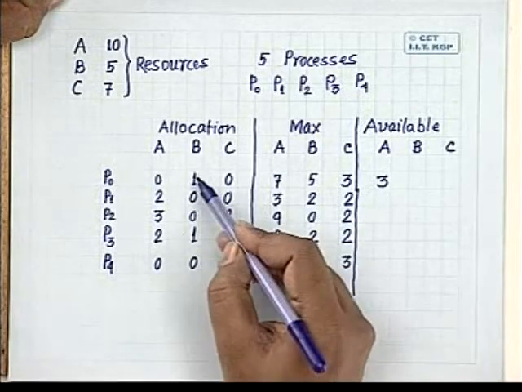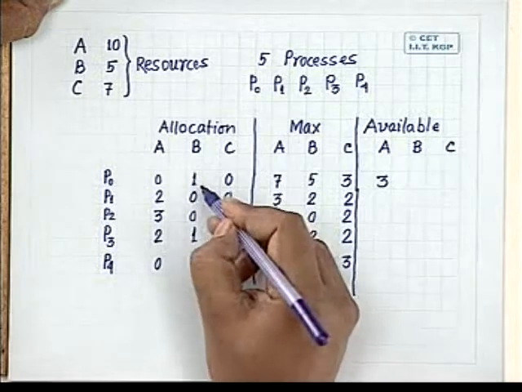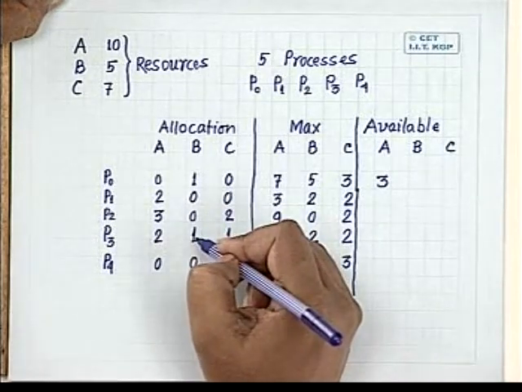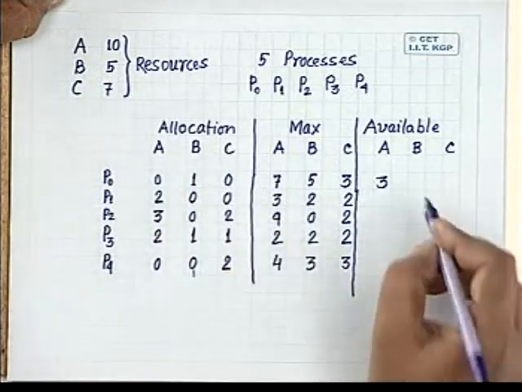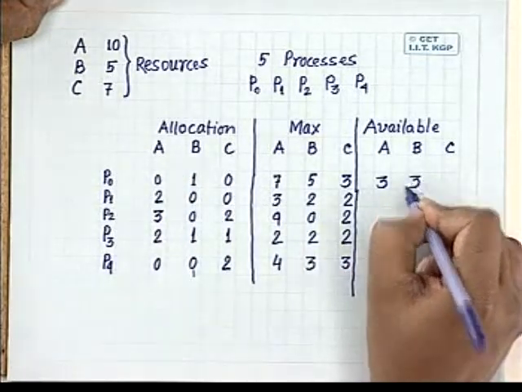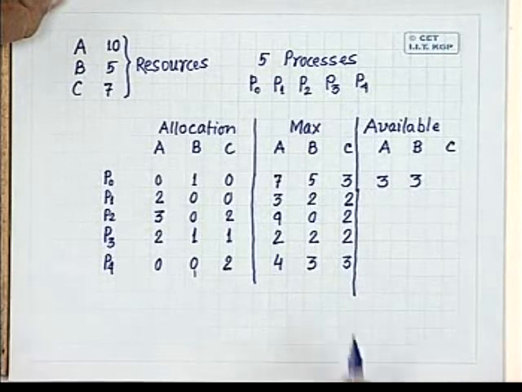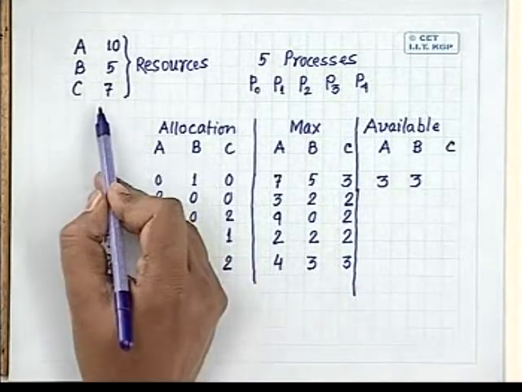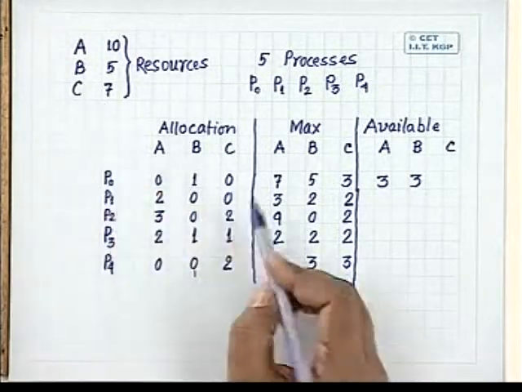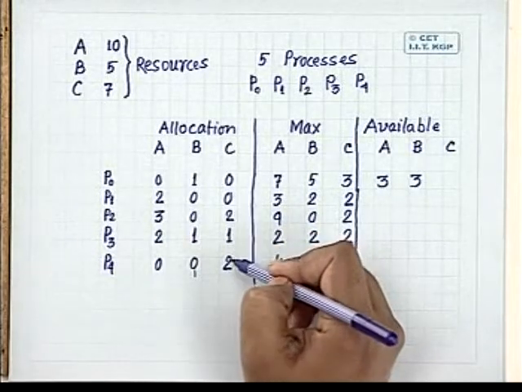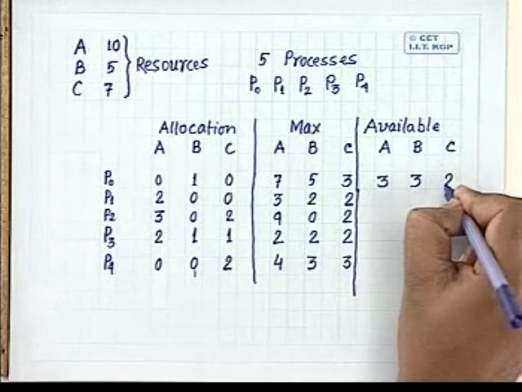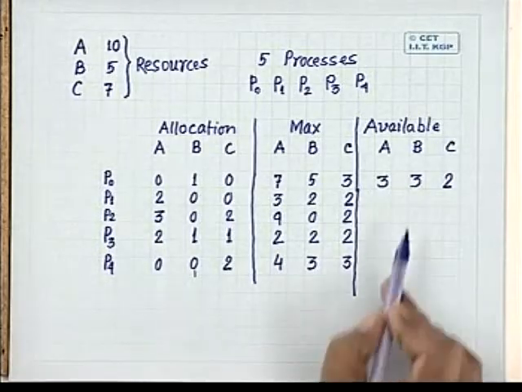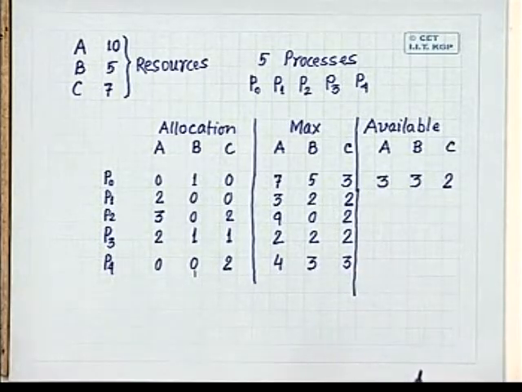Similarly, 2 instances of resource type B are allocated, and the maximum number is 5. So 5 minus 2, we have 3 instances of resource type B available. Coming to C, the maximum number of resources is 7, out of which 5 is allocated. So the number of instances available of resource type C is 2. So this becomes the available vector.